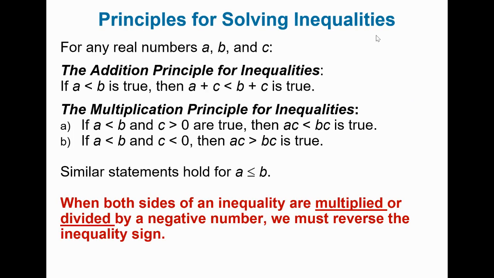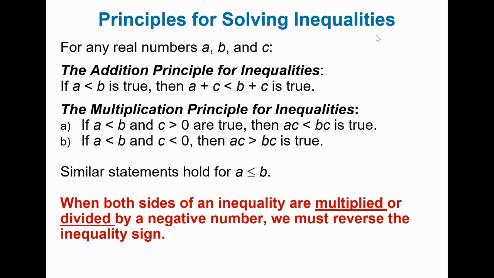For any real numbers A, B, and C, if A is less than B, and I add the same value C to both sides, A plus C would be less than B plus C. Likewise, the multiplication property: if A is smaller than B and I multiply both sides by C, where C is greater than zero, a positive value, the product of A times C will be less than the product of B times C.